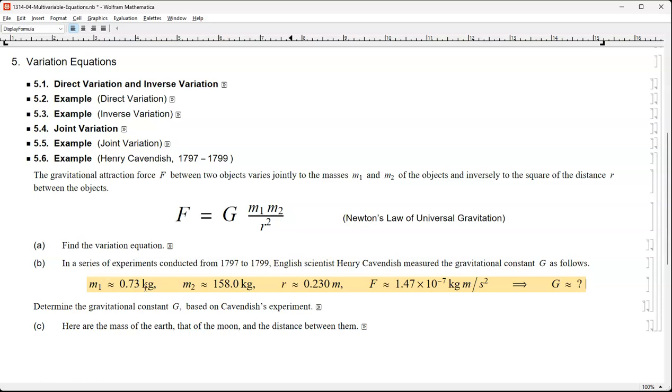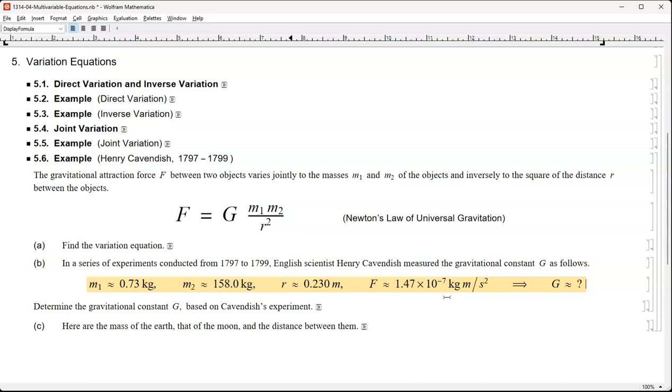So m1 is 0.73, m2 is 108.0 kilograms, and r is about 0.230 meters. And I think those are translated into SI units. He may have used pounds and inches and those kinds of things. Anyway, he ended up getting this force measurement. Don't pay too much attention to the units unless you're a physics major. Just getting this will be complicated enough, because as you can see, 10 to the negative 7th power, whoa, it's an outrageously small number.